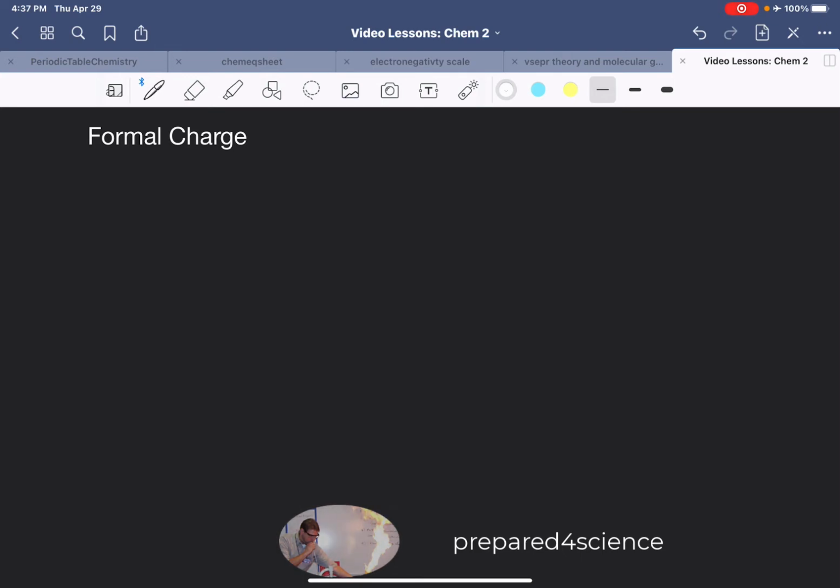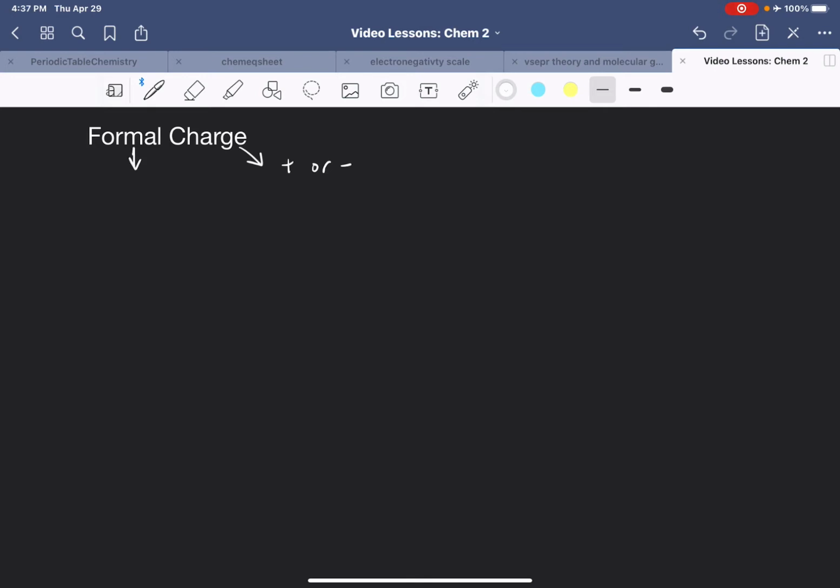Formal charge. Let's just jump in and get this figured out. Obviously, if we're talking about charge, we want to know if something is positive or negative, right? And "formal" means that what we're doing is sort of officially trying to find out, officially, is the charge correct? Does this make sense? And all of this is in terms of Lewis structures.